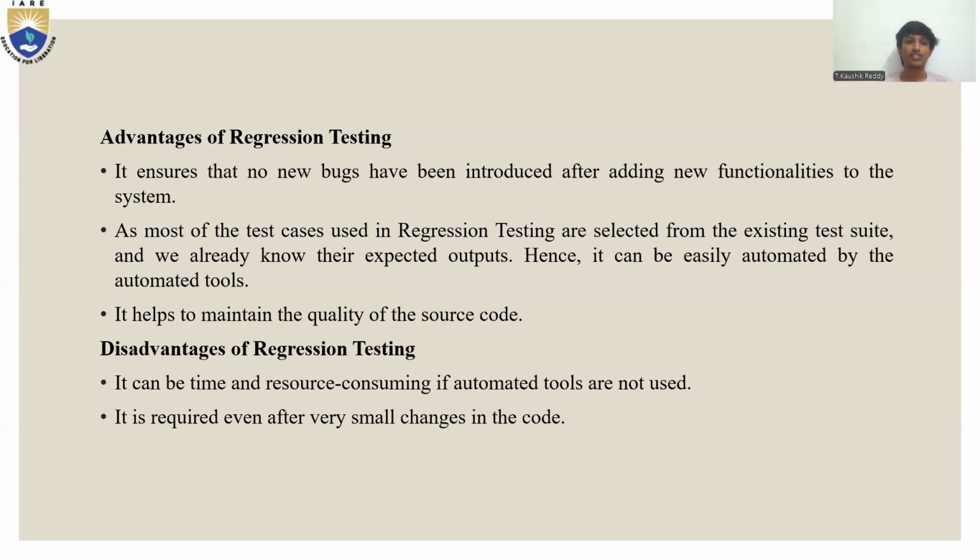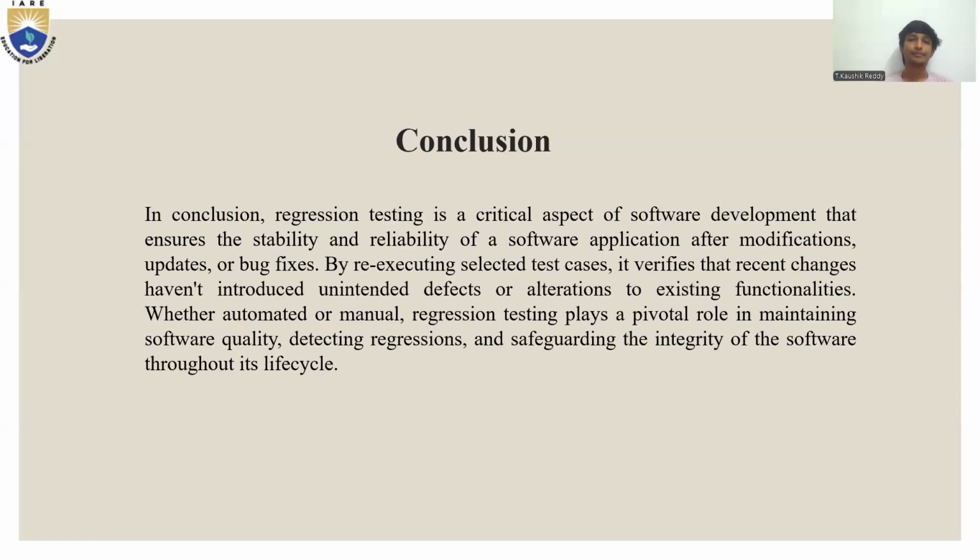Advantages of regression testing. It ensures that no new bugs have been introduced after adding new functionalities to the system. As most of the test cases used in regression testing are selected from the existing test suite, and we already know the expected outputs, it can be easily automated by automated tools. It helps maintain the quality of the source code. And the disadvantages of regression testing are it can be time and resource consuming if automated tools are not used. It is required even after very small changes in the code.